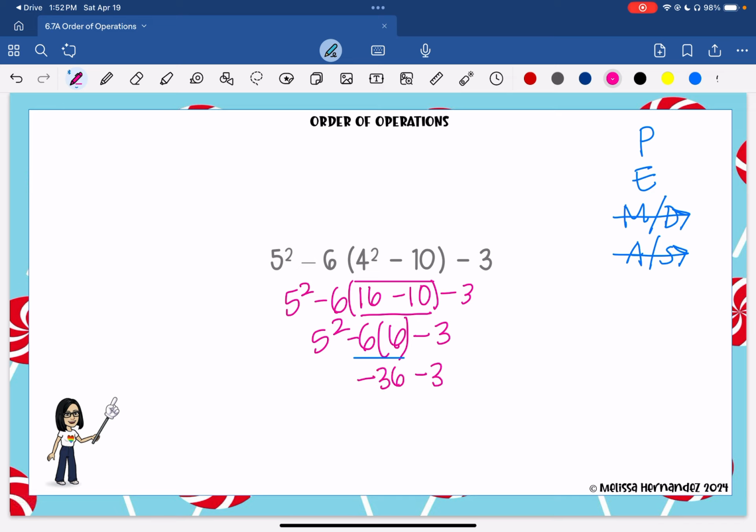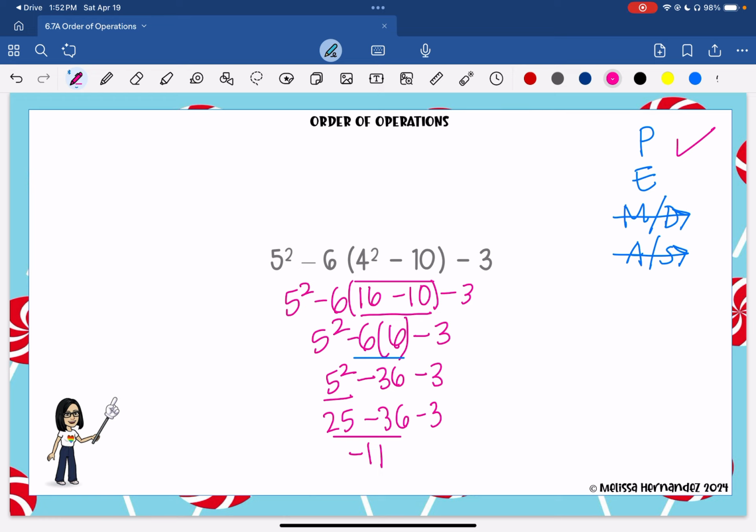I'm bringing down the rest of the problem. Now I have my parentheses taken care of. Now I work on exponents. And then, like I said, that means 5 times 5, which is 25. I will bring all the rest down. And now there's no adding, it's all strictly subtracting. So now I can solve the farthest left problem. That's what I mean by left to right. 25 take away 36 will give me negative 11.